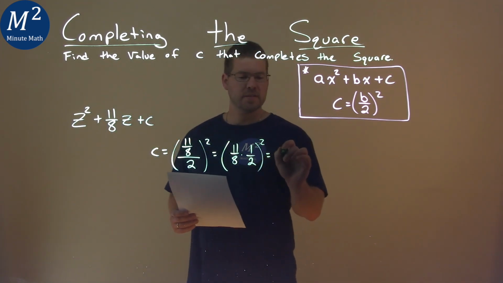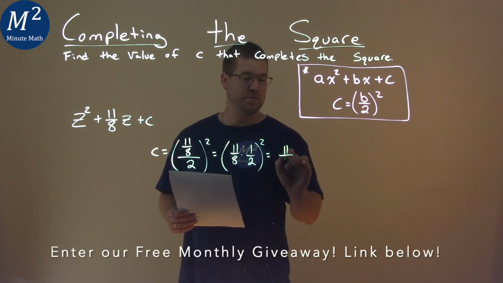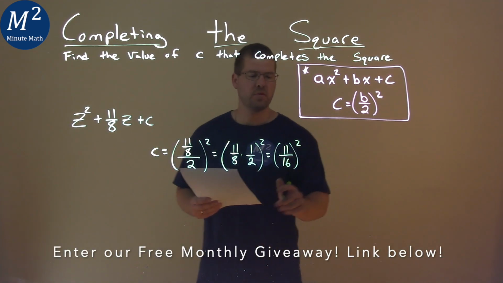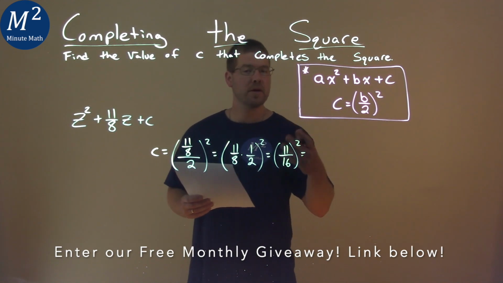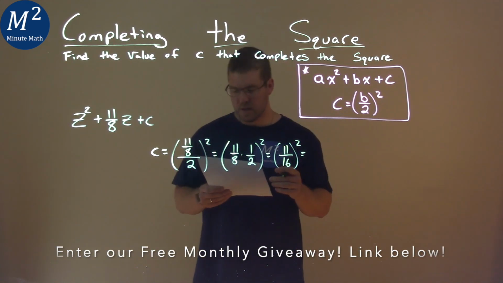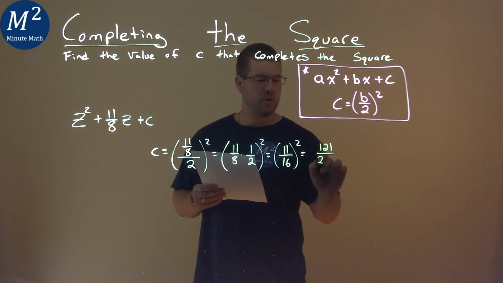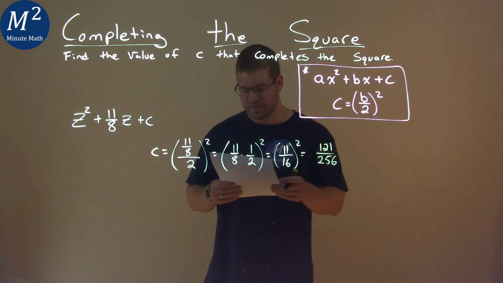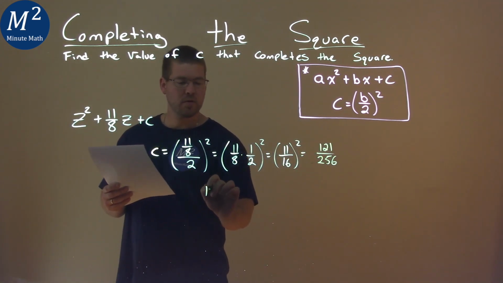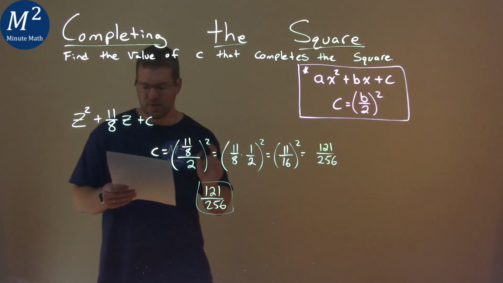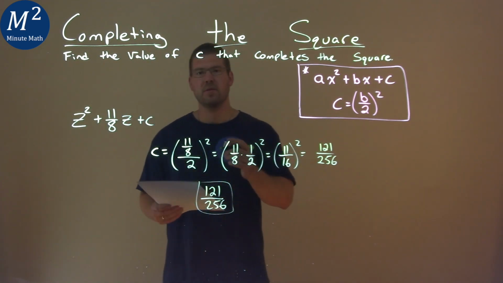Well, that simplifies to be 11 over 8 times 2 is 16, all squared. So now when we square it, we can square the numerator and square the denominator individually. 11 squared is 121, and 16 squared is 256. And so 121 over 256 is the c value here that completes the square.